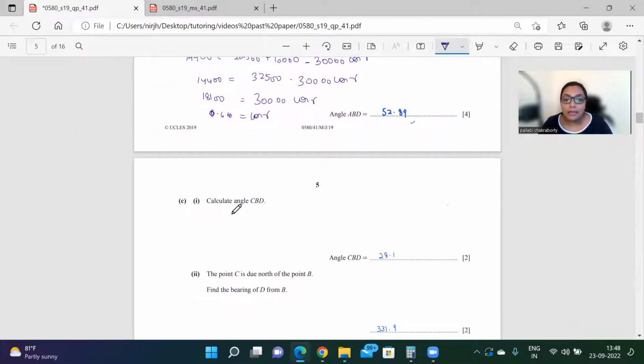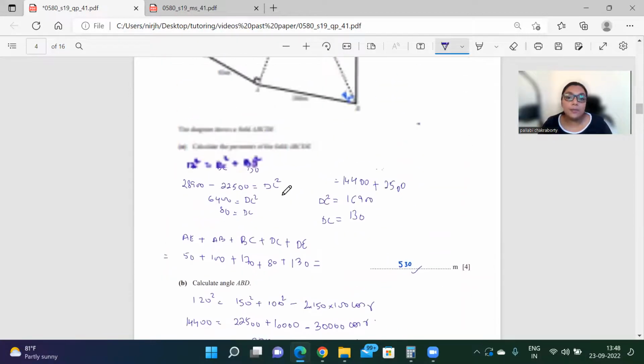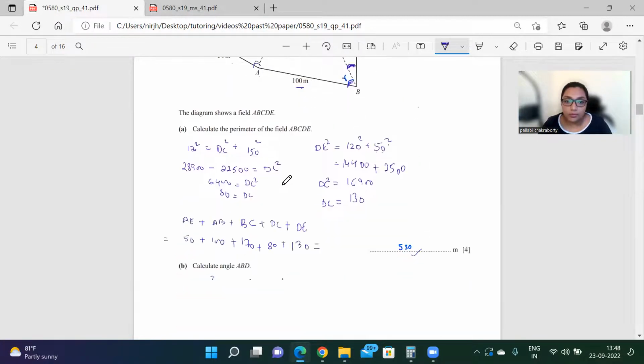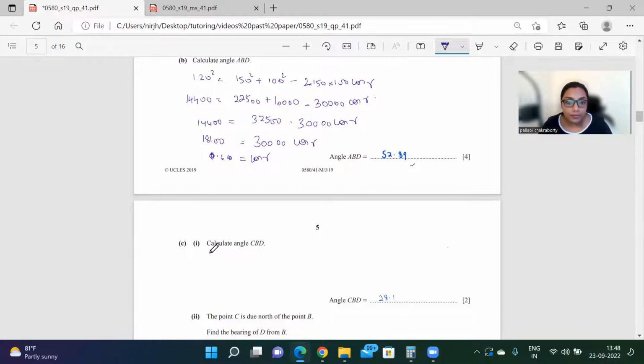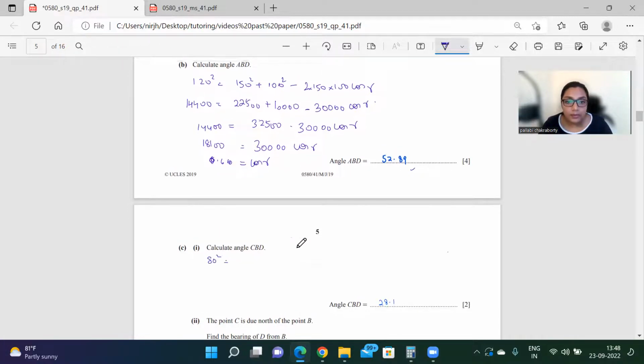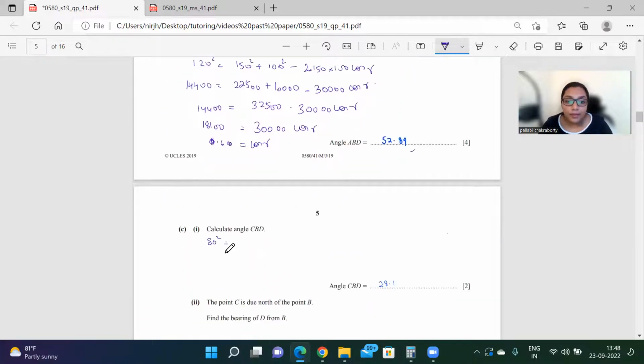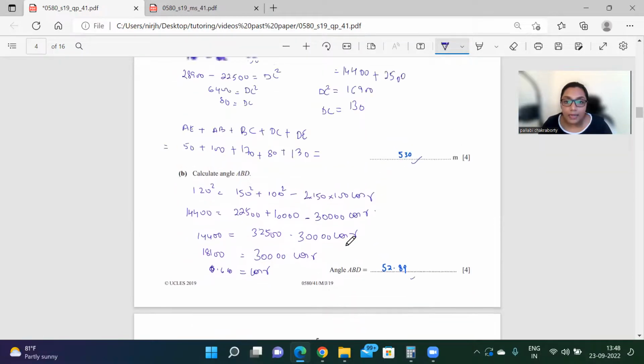Moving on, calculate the angle CBD. It will be the same logic. Now we have to find CBD, that is this angle. Use the same cosine rule for this as well. So this time, 80 square is equal to the two sides which are there, 150 and 170. So 150 square plus 170 square minus 2 into 150 into 170 cos of that angle.